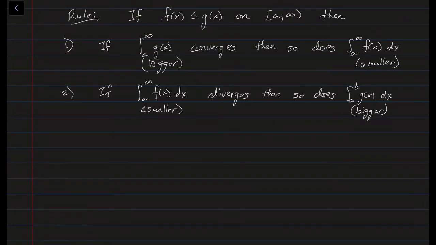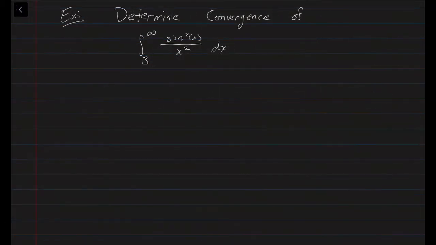If the smaller one diverges, then the bigger one sits outside of it, so the value of its integral is larger than that of the smaller one. So if the smaller one goes to infinity, the bigger one does too.